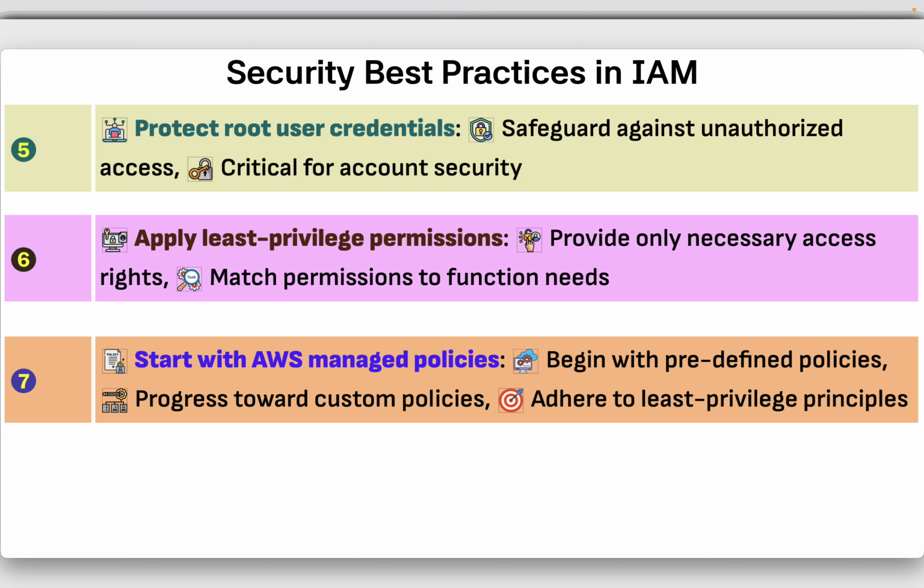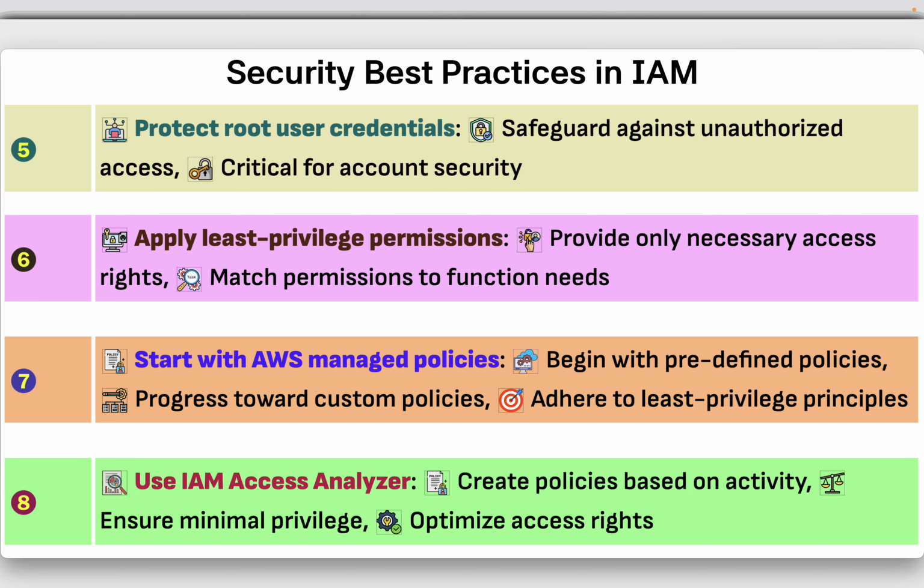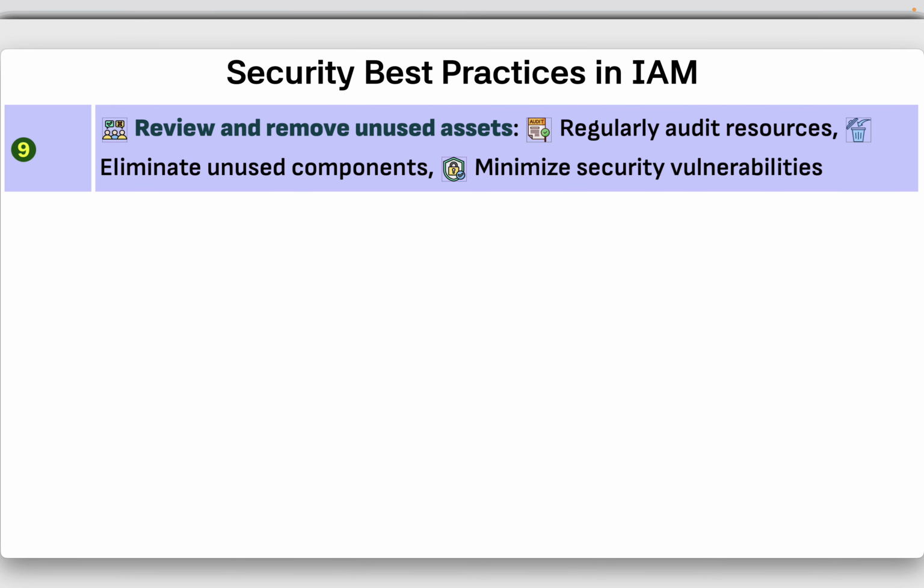Start with AWS managed policy. Begin with AWS managed policy, progressively moving towards custom policies that adhere to least privilege principles. Use IAM Access Analyzer. Employ IAM Access Analyzer to create policies that ensure minimal privilege based on actual access activity. Review and remove unused assets. Regularly audit and eliminate unused users, roles, permissions, policies, and credentials to minimize security vulnerabilities.